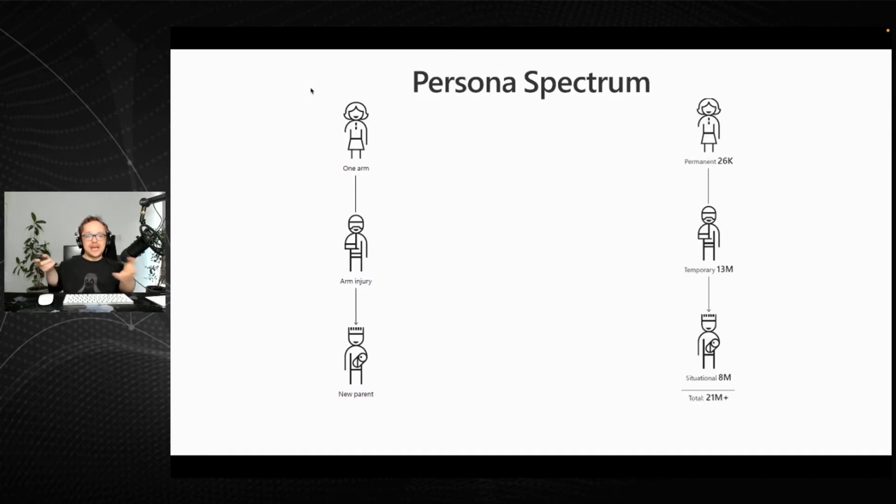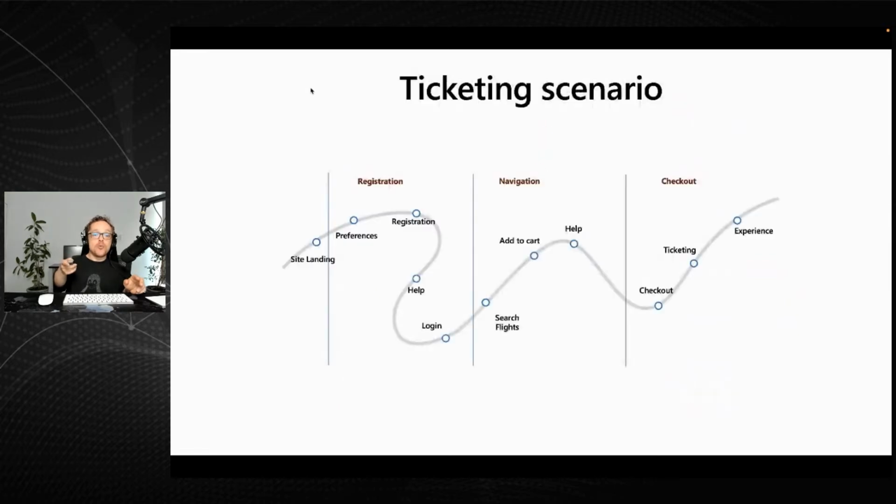But if you go to your manager or your customer, your stakeholders, and you say, I want to cater for the person with the one arm, they're going to say, no, the US Center for Statistics says there's only 26,000 people with that requirement. But when you have the temporary disability and accessible needs and the situational, there's 21 million. So that's why it actually makes financial sense to look at the persona spectrums and to start to program towards that.